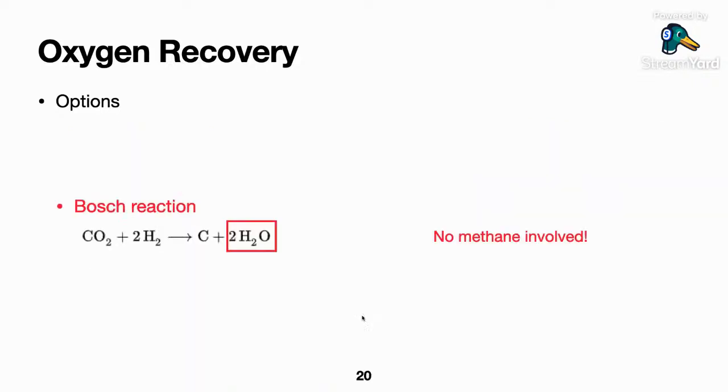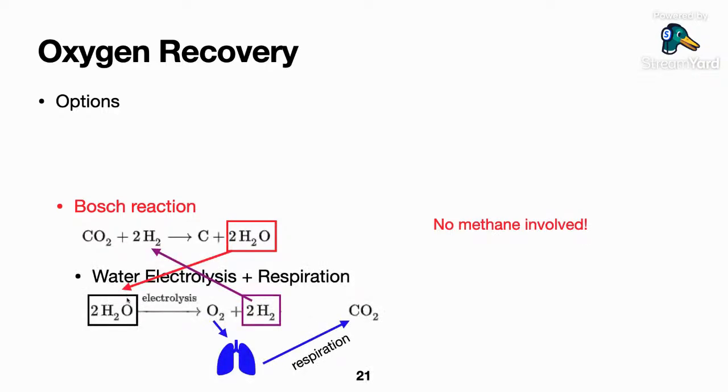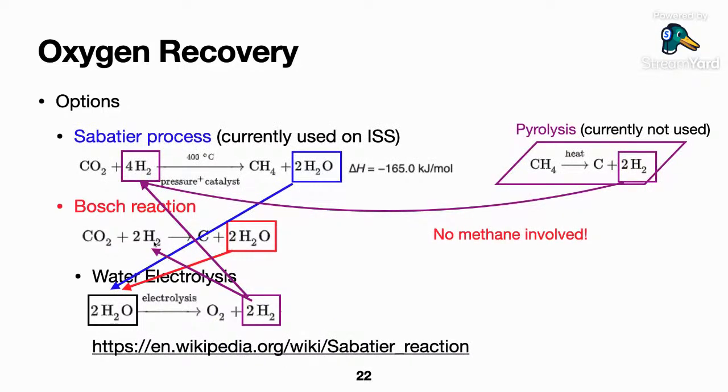Now, another approach to this is the Bosch reaction. And this is better because there's no methane involved, so we don't have to heat the methane. We take carbon dioxide with hydrogen, and at a very high temperature, we can produce carbon and water. Which, as you saw previously, we can take the water now and get our oxygen from that. So we can take the water again, make oxygen, breathe the oxygen, make more carbon dioxide, produce some hydrogen, and reuse the hydrogen. And this next slide is just all this together, and there's the reference for it. But again, no methane's involved with the Bosch reaction. We are not currently using, to my knowledge, the Bosch reaction, and I don't know why, because we had a working version of it when I was there.